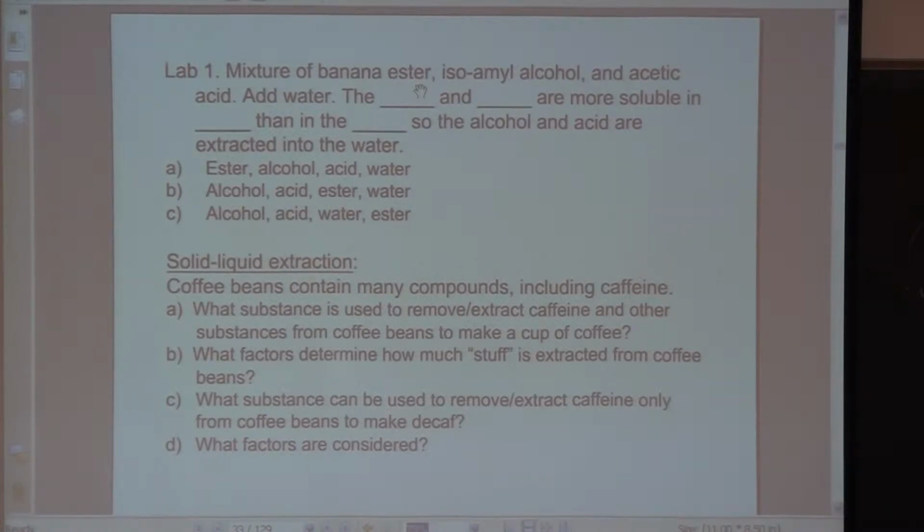Is it that the ester and alcohol are more soluble in acid than in the water, so the alcohol and acid are extracted more? Or is it that the alcohol and acid are more soluble in the ester than in the water, so the alcohol and acid are extracted more? Or is it that the alcohol and acid are more soluble in the water than in the ester, so that the acid and alcohol are extracted into the water?